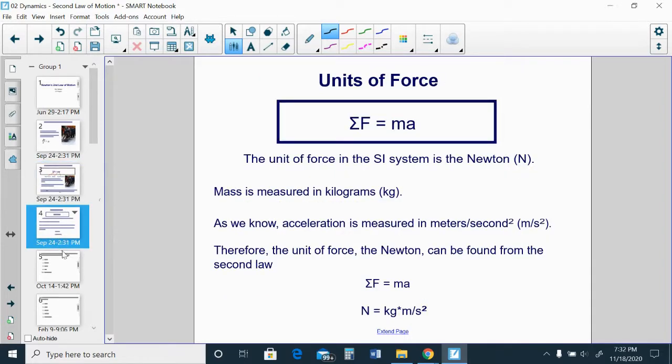For the unit of force, the SI system unit is called the Newton, abbreviated by capital N. Looking at this broken down, mass is measured in kilograms, kg. As we know, acceleration is measured in meters per second squared. Therefore, the unit of force, the Newton, can be found from the second law. So mass times acceleration is equal to kilograms times meters per second squared, also known simply as the Newton. So when you write the units for force in any of the upcoming problems, that unit is going to be the capital N, or the Newton.